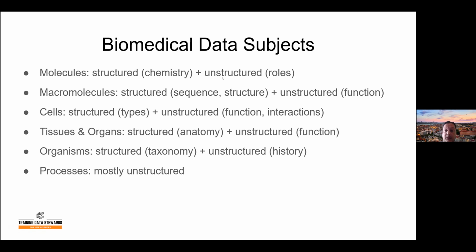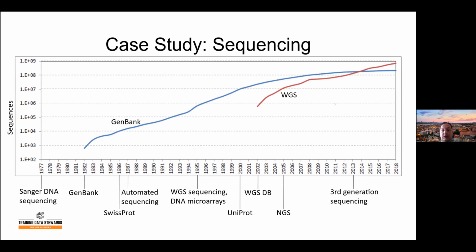And that is actually where controlled vocabularies and ontologies come in. They are a means to try to structure some of the information that is generally unstructured. Okay, and we'll look at that in one of our case studies today, which is the case study of sequencing.